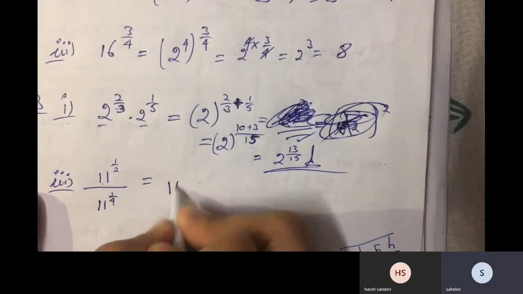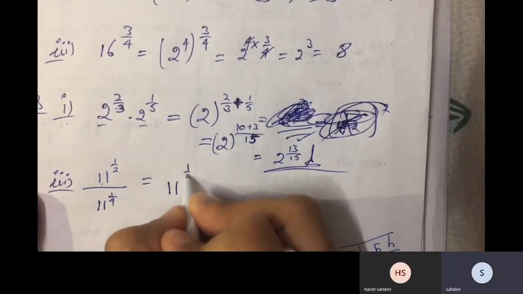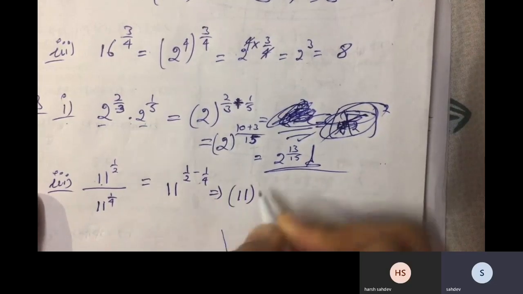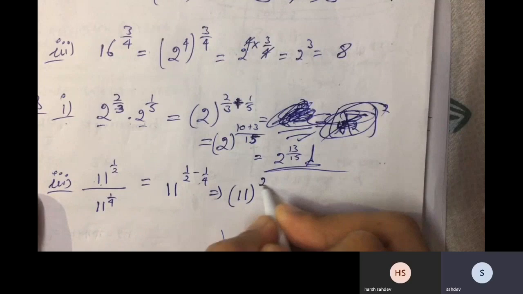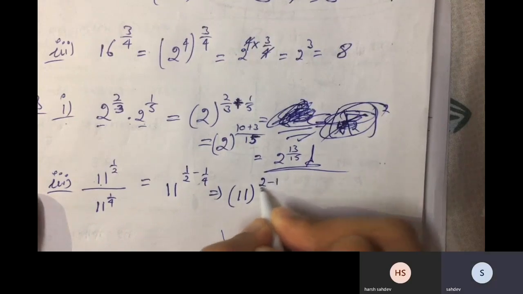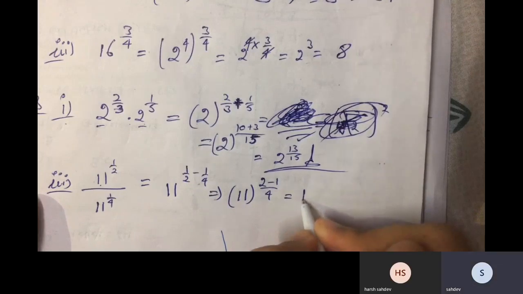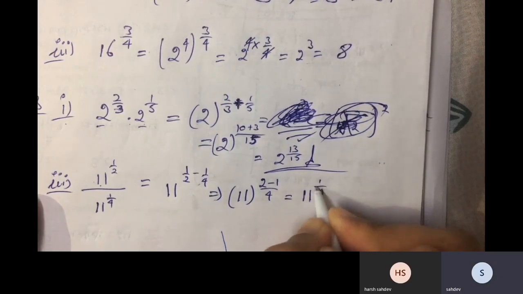Over here, 11 raised to power 1 by 2 minus 1 by 4. This will give you 11 raised to power (2 minus 1) by 4. That will give you 11 raised to power 1 by 4.